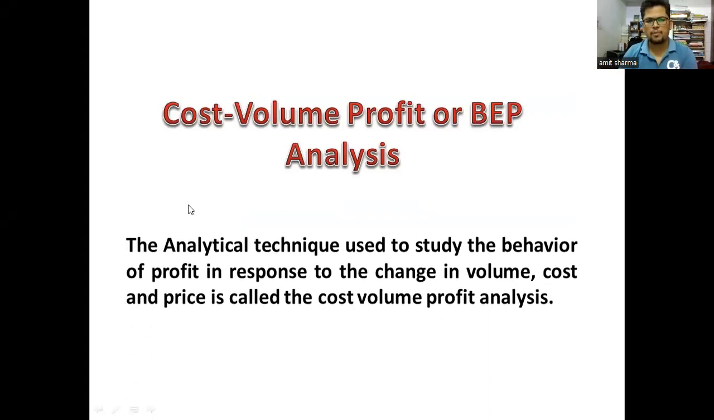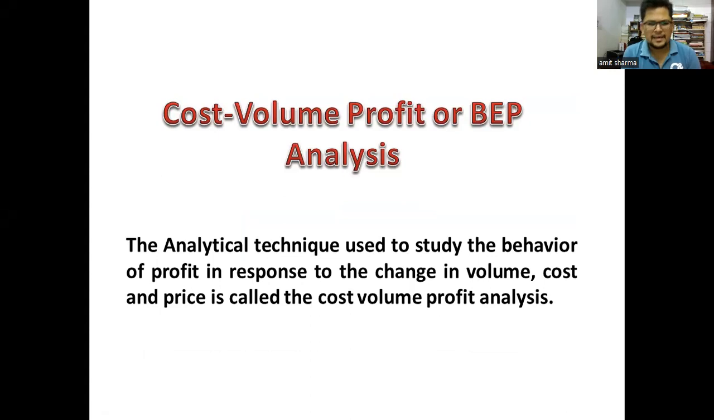This is a very important topic for those who are preparing for the NET examination or doing BCom, MCom, and finance background. So it is really important from your exam point of view. So let's start without any delay.